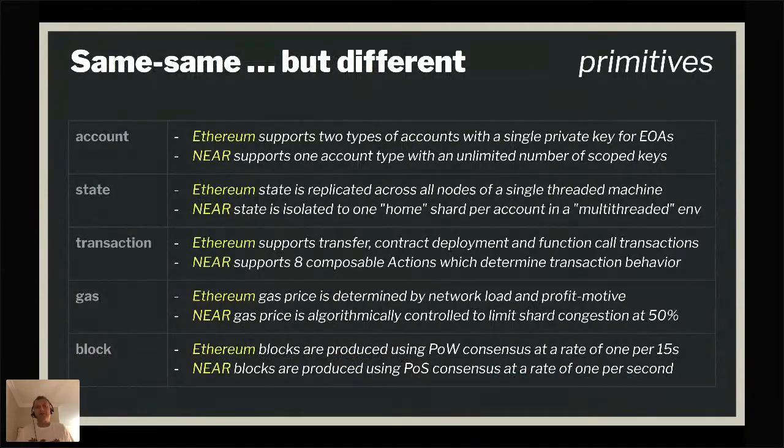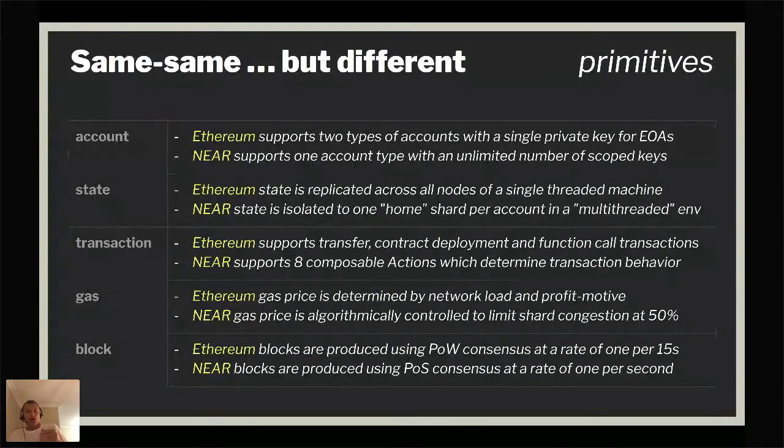So on accounts, Ethereum supports two types of accounts. You should know this if you're coming from Ethereum. Basically, EOAs, externally owned accounts, and then contract accounts, right? EOAs are the ones that can call contracts. Contract accounts can only react to being called. They can then maybe in turn call another contract, but they can't initiate transactions themselves.